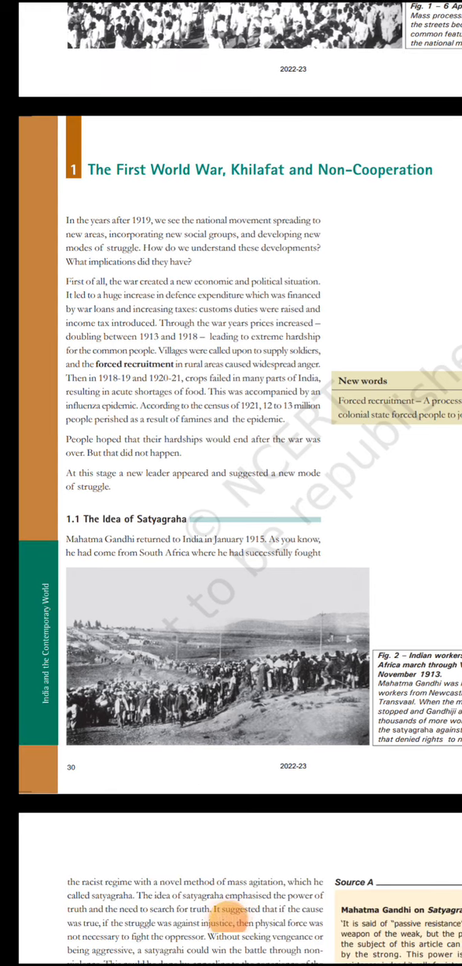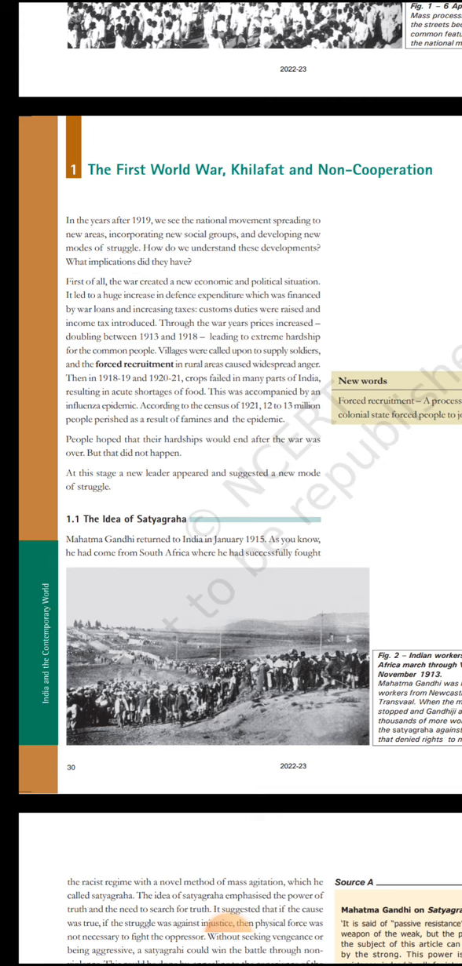So the first impact was a huge increase in defense expenditure, which was financed by war loans and increasing taxes. In our country India, as we know, if there is a war, it impacts India also, because India is also a part of this world, and it is also affected by the First World War. So we can see in these topics how India was affected by the First World War. The first was a huge increase in defense expenditure, financed by war loans and increasing taxes.